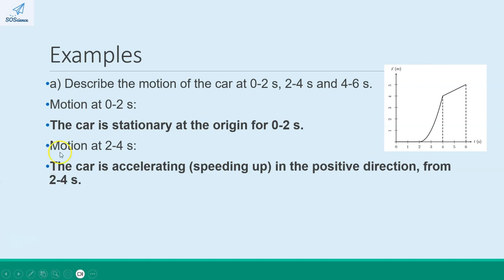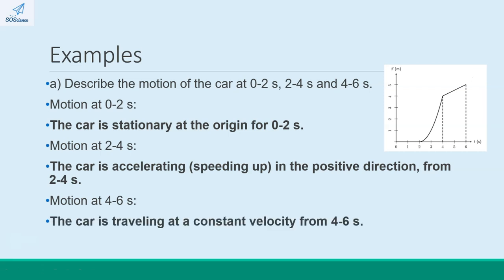So you can either say for the next 2 seconds or from 2 to 4 seconds. And then lastly, if we look at the xt graph from 4 to 6 seconds, we know that a single gradient xt graph represents a constant velocity. So the car is traveling at a constant velocity from 4 to 6 seconds.